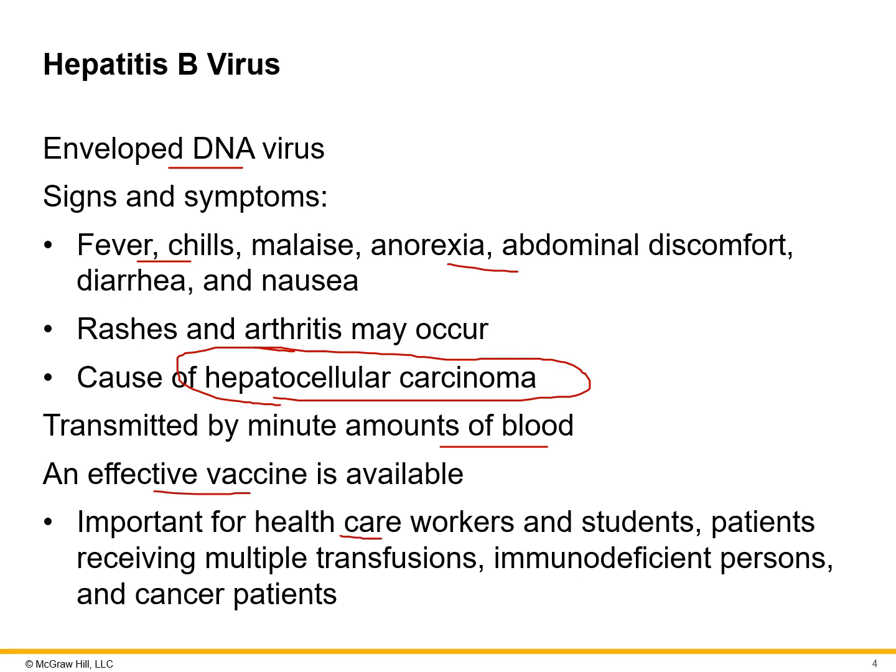So healthcare workers, if you're in the healthcare field, you've probably already received the hepatitis B vaccine. So it's not something everybody gets, but a lot of healthcare workers will get these. Also those with multiple transfusions, because again, it's transmitted more by the blood, or those that are immunodeficient, as well as cancer patients typically receive the hepatitis B vaccine.